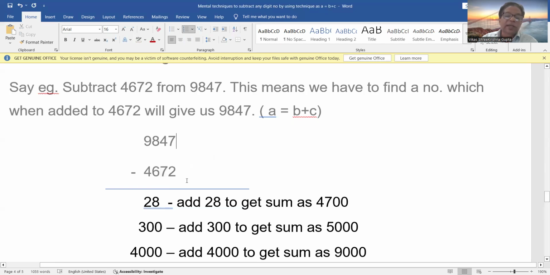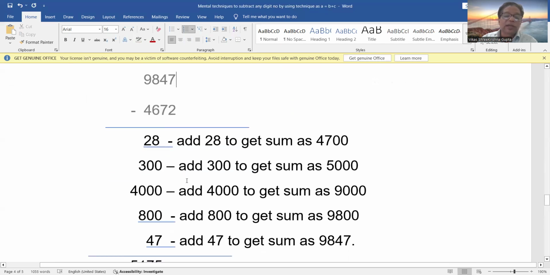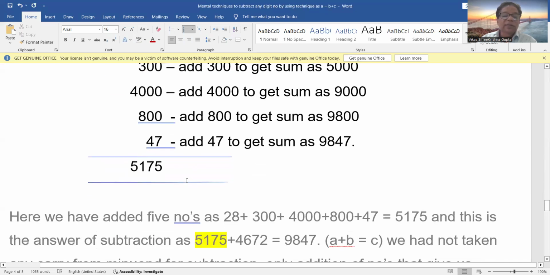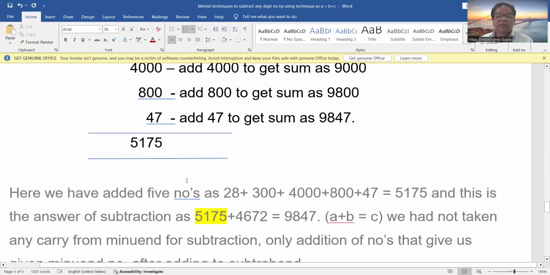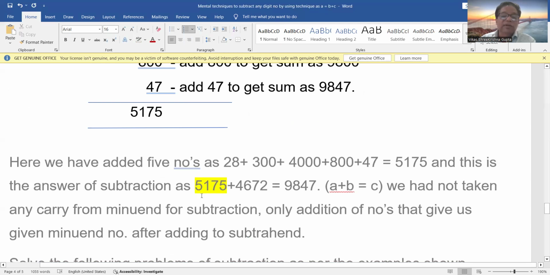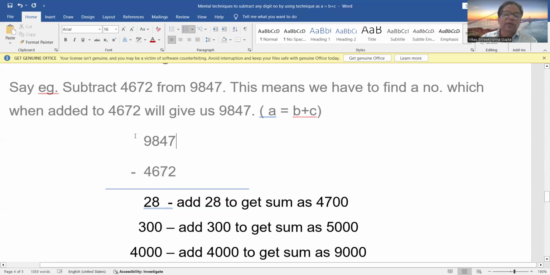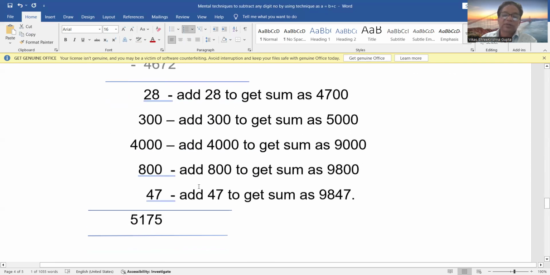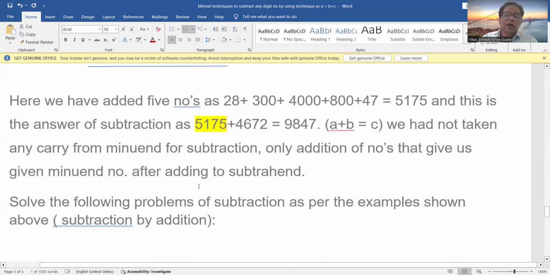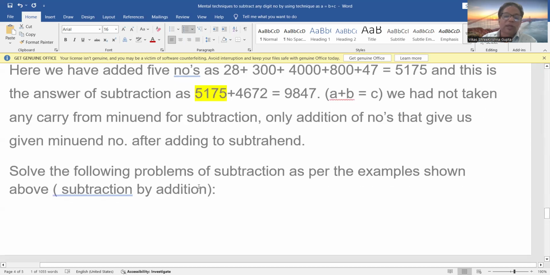I first added 28, then 300, then 4000, then 800, then 47, and finally got 5175. This is my answer, because when I add 5175 to 4672, I get 9847. Means A plus B is equal to C. This is basically the technique of this equation. I have to find a number which, added to the given number, will give me the upper number 9847. So in this way, I have shown you two examples of subtraction without taking any carry. You can solve many more examples.